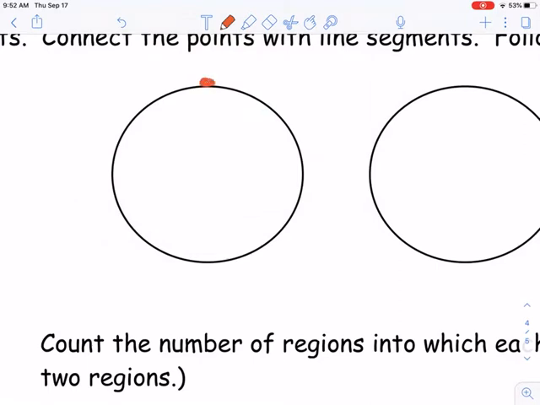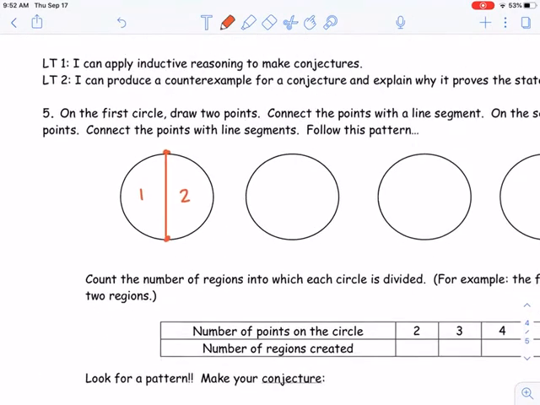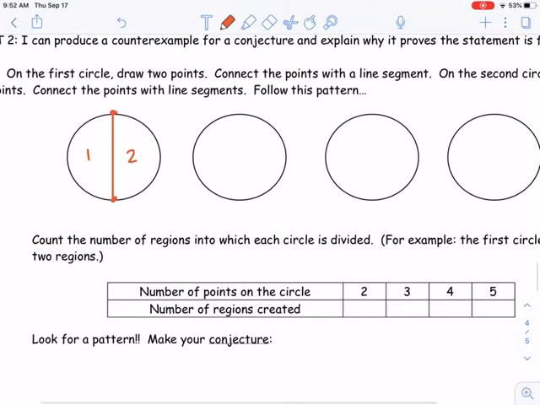Dot, dot, boop. So 2 dots makes 2 sections. Alright, so number of points on the circle, there's 2. How many regions did it create? 2.